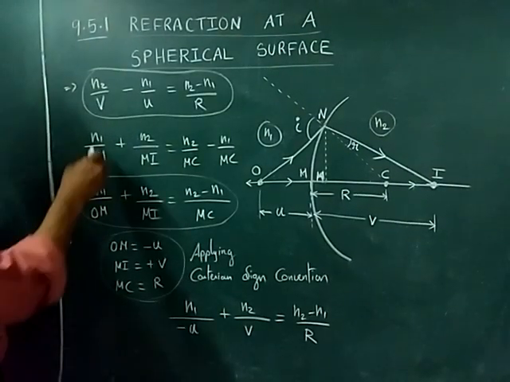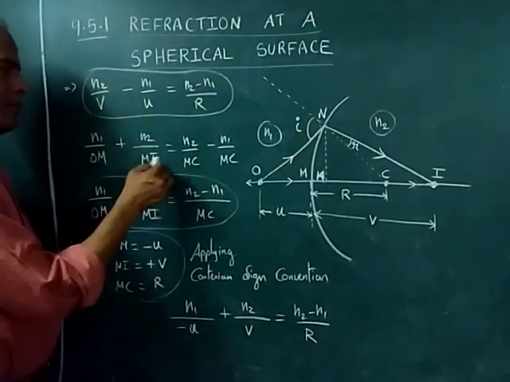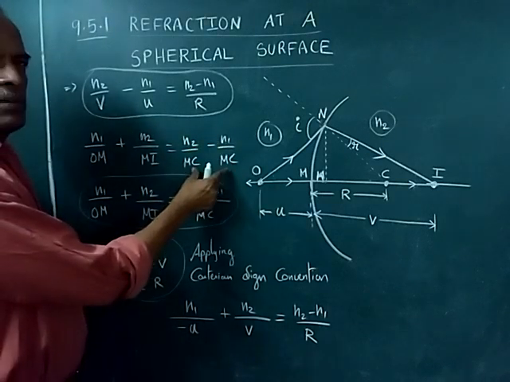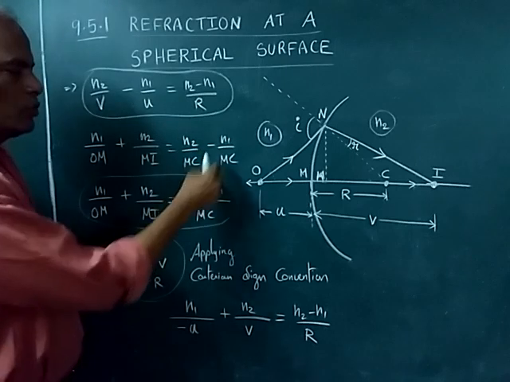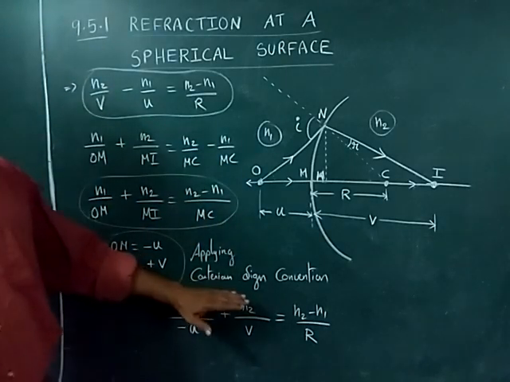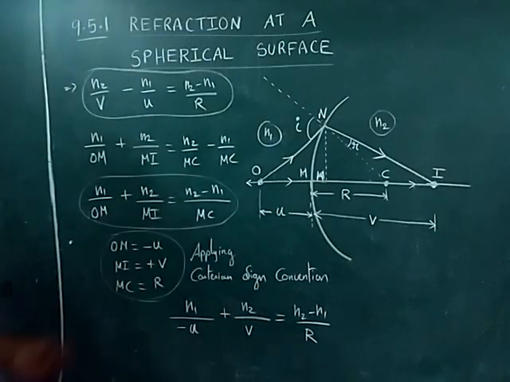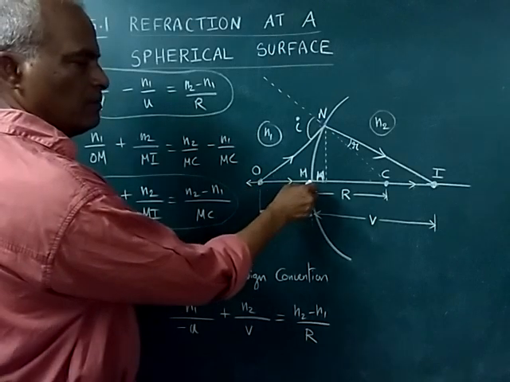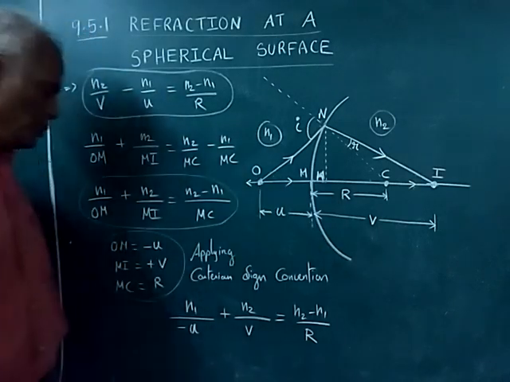Okay, we have N1 by OM plus N2 by MI is equal to N2 by MC minus N1 by MC. LCM is same, therefore we can write it as N2 minus N1 divided by MC. Okay. Now we will apply Cartesian sign convention. So OM is minus U. So OM is this side. So this is minus U.